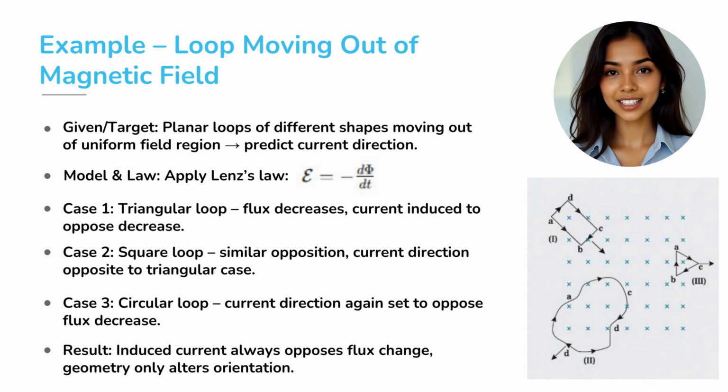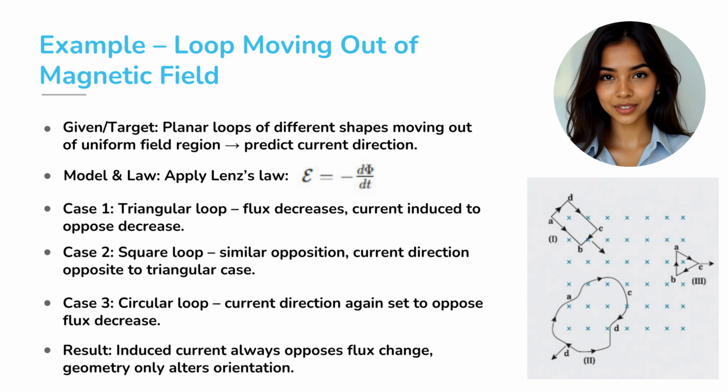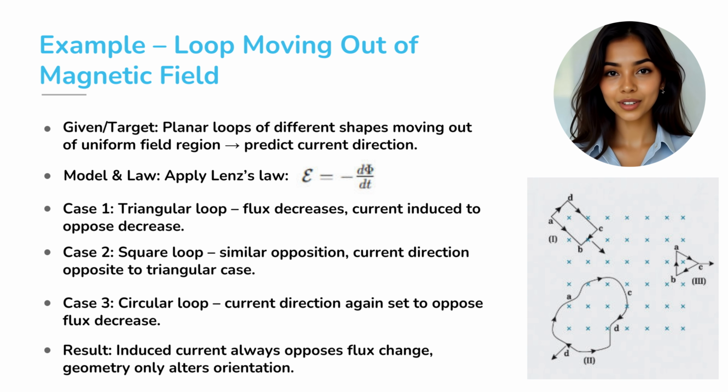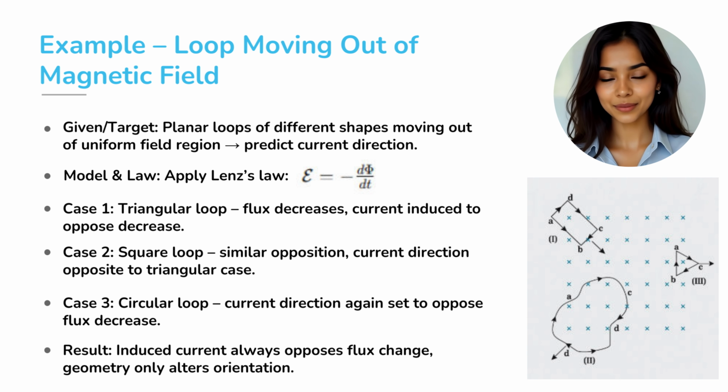Let us solve an example. Three loops, one triangular, one square, and one circular, move out of a uniform magnetic field. We are asked to find the direction of induced current in each loop. Step 1. As the loops move out, magnetic flux through them decreases. Step 2. Apply Faraday's law.